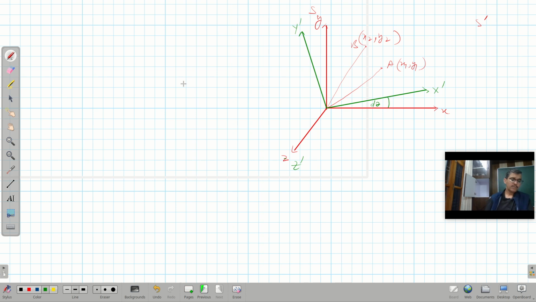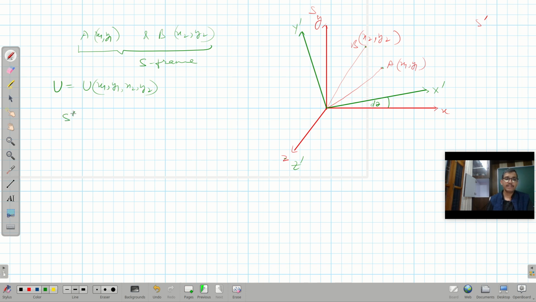Now first of all, let us consider the two points. A is represented by x1, y1, and another point is B, represented by x2 and y2, and these are the two points represented in the S frame. Now the potential energy between these two points is represented by U, which is a function of x1, y1, x2 and y2. The potential energy between two particles located at A and B is represented by this in the S frame.